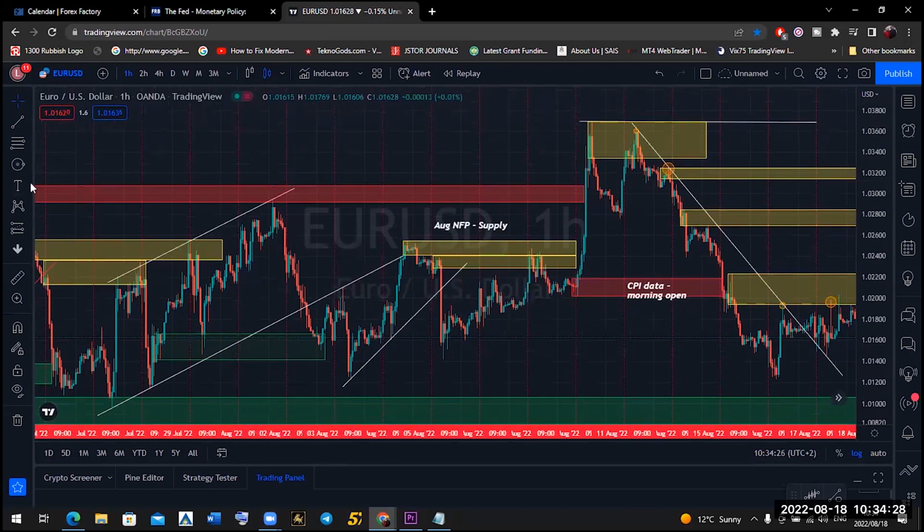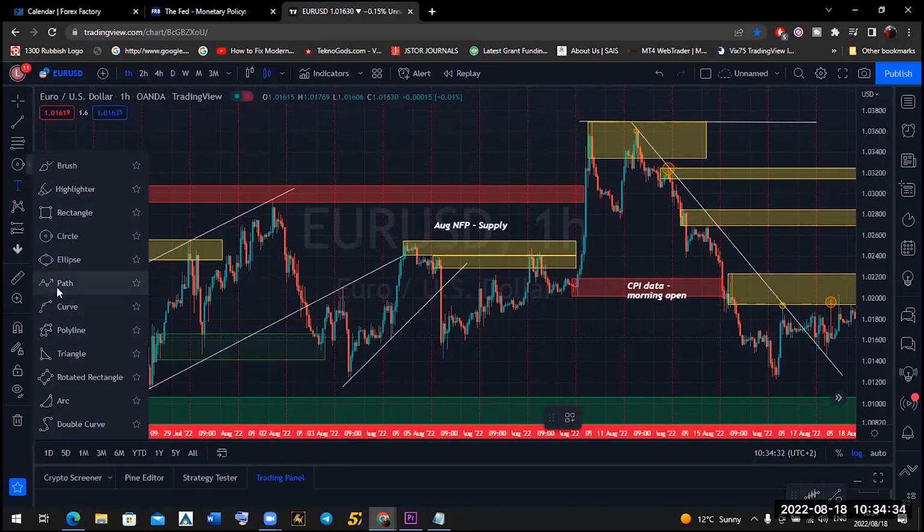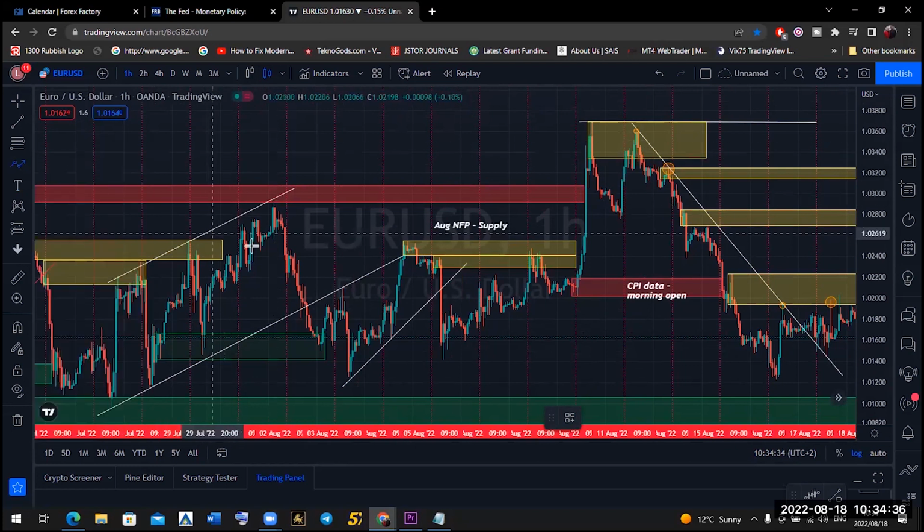So if you want it to be as visual as it was for you on the whiteboard, come to TradingView and look at this path. Paths will create cool arrow lines that will give you a similar visual effect to the whiteboard. I'm going to start on a structural point here.